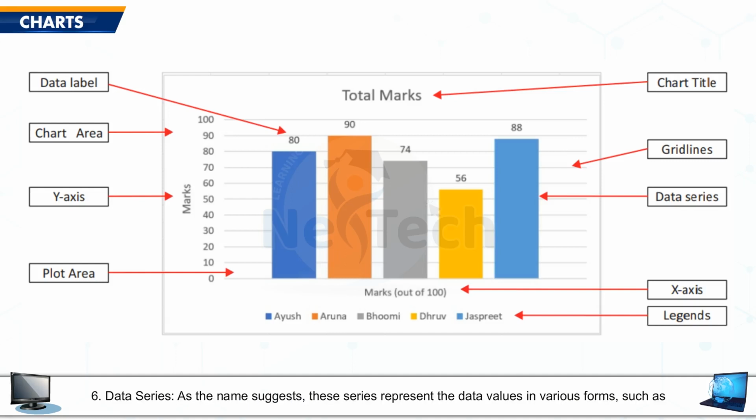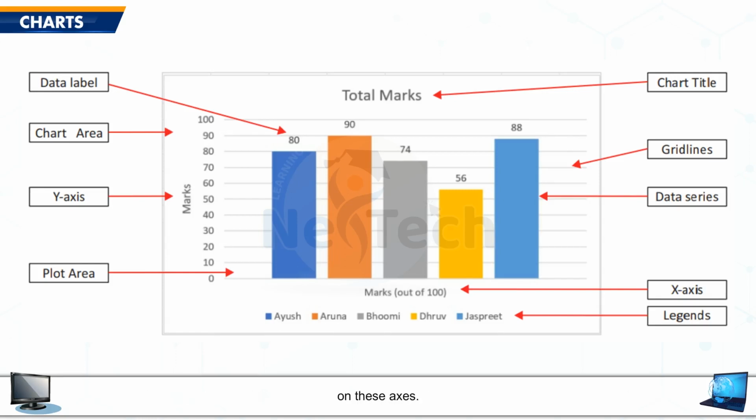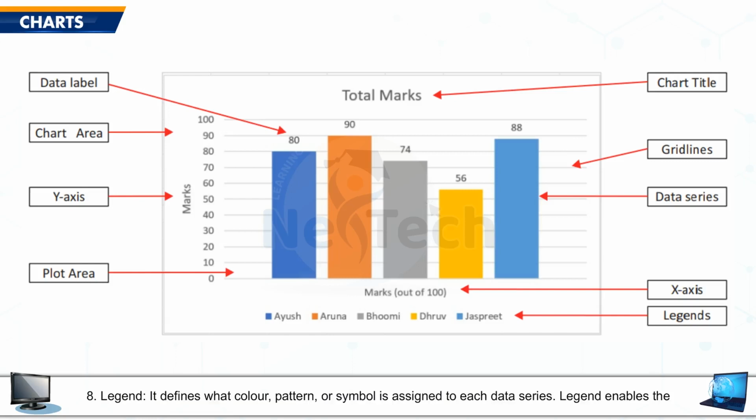Data series. As the name suggests, these series represent the data values in various forms such as lines, bars, slices, and so on. Axis titles. These are the titles assigned to x-axis and y-axis which specify what is being represented on these axes. Legend. It defines what color, pattern or symbol is assigned to each data series. Legend enables the audience to visually distinguish between the different data series at a glance.